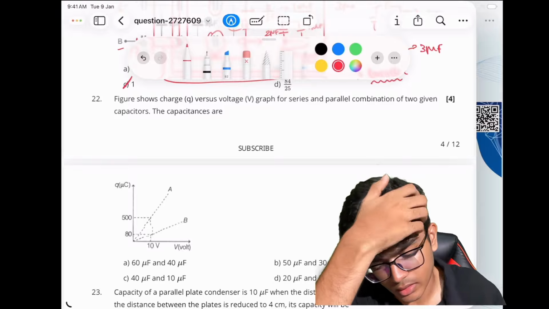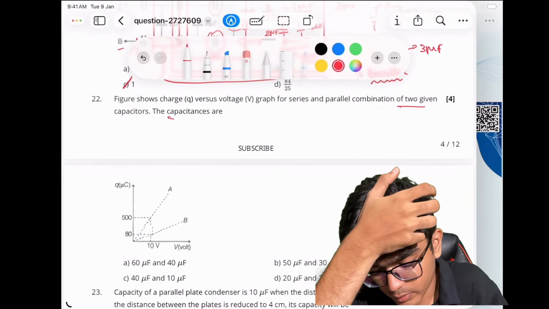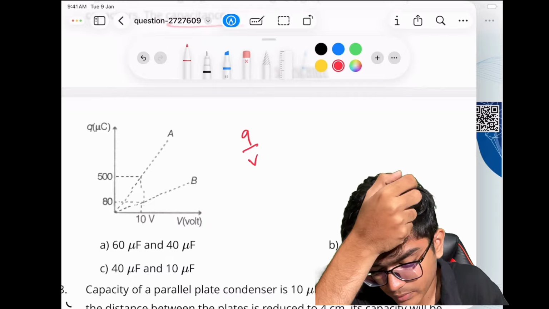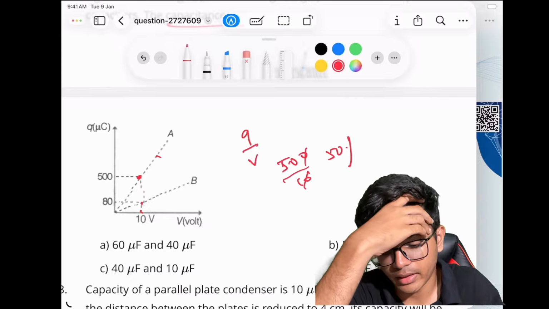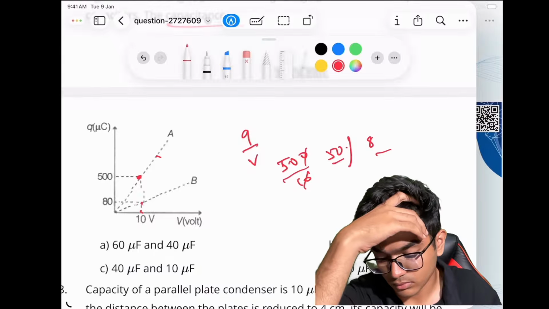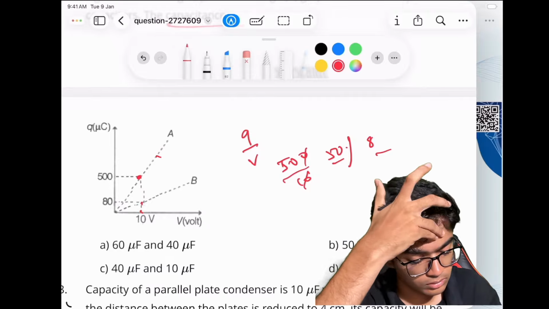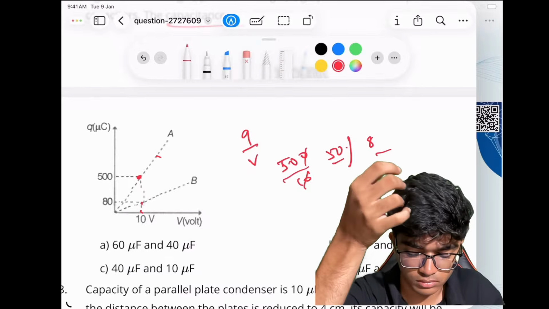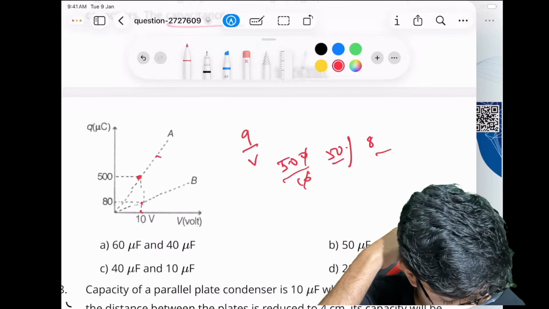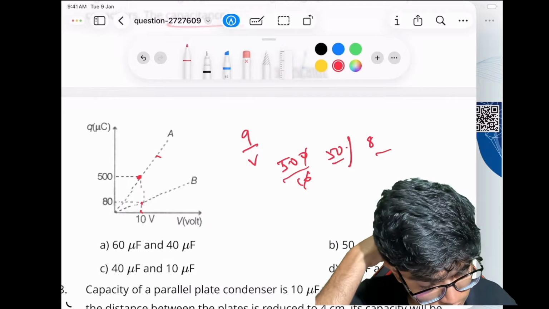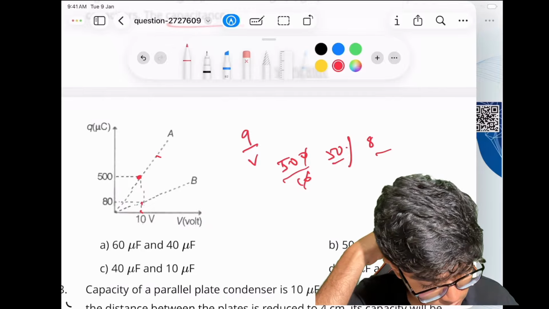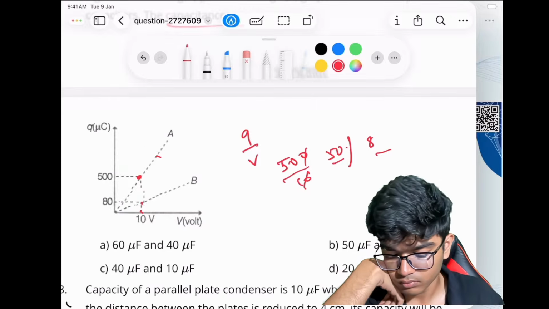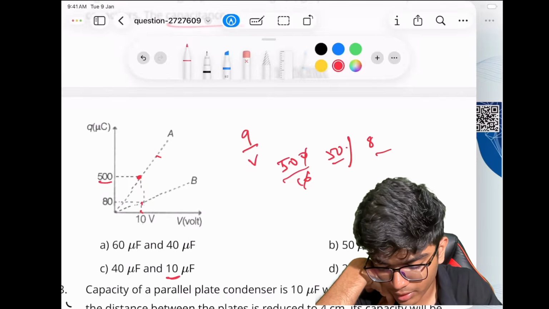A figure shows voltage versus charge for a parallel combination of two capacitors. The capacitances are Q by V. For this, how much Q? 500 for 10 volts, for this 80 for 10 volts. 500 by 10 is 50. 8 for 10, so 50 and 8. That's what I think it should be. So it should be 10. The other one is wrong. It's wrongly printed. It's 50 microfarad.